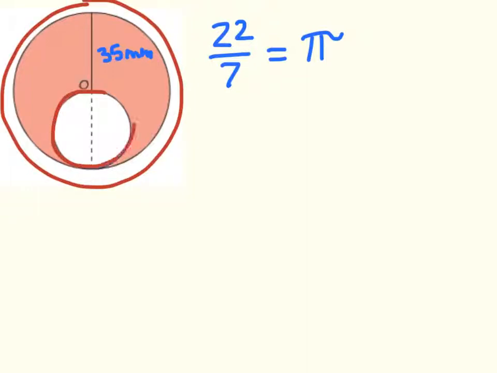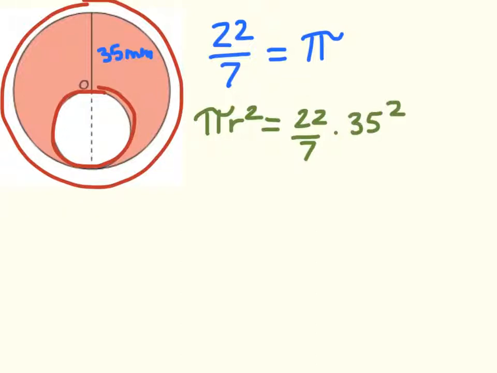We can simply solve this by finding the area of the larger circle, then finding the area of the smaller circle and subtracting that away. Let's begin by finding the area of the larger circle. The area of the overall disk is going to be pi r squared. So let's plug in what we know. Pi is equal to 22/7. Our radius is 35 millimeters.